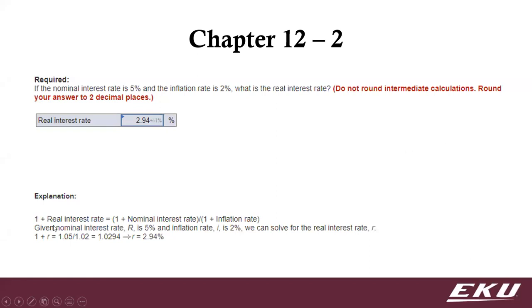This relationship of 1 plus the real equals 1 plus nominal divided by 1 plus inflation, or you can write that as 1 plus real times 1 plus inflation is equal to 1 plus the nominal. This relationship was found by a guy named Irv Fisher. It was the Fisher equation. He got the Nobel Prize actually for that. So just understand real is nominal over inflation, or real times inflation equals nominal.